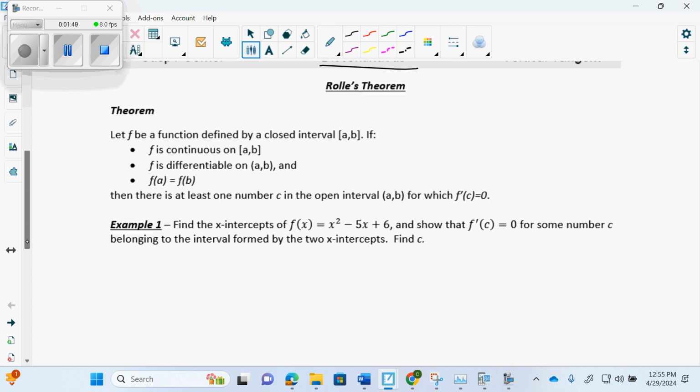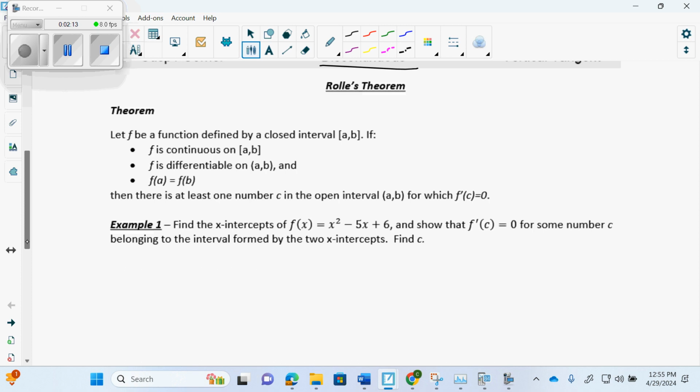Yeah? Yep. All right. We're not going to keep talking, right? Because that's just going to annoy me. Okay. f of a has to equal f of b. So your endpoints have to be equal. Then there's at least one number c in the open interval (a, b) for which f prime of c equals 0.